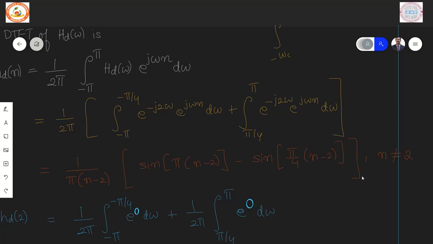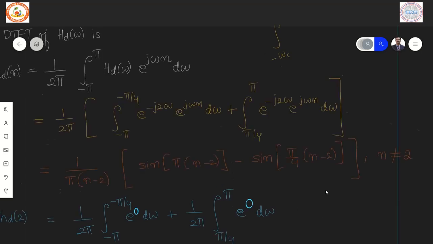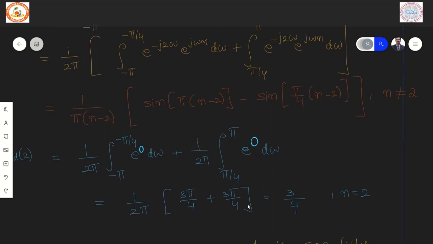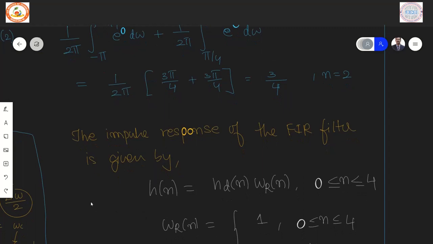When n is equal to alpha, the integral becomes 1 by 2 pi integration between minus pi to pi by 4, e power of 0 d omega. The second term is 1 by 2 pi integration with limits pi by 4 to pi, e power of 0 d omega. Solving this integration by applying the limits gives us the final answer 3 by 4. This is the answer we get for n equals 2. The above is for n not equal to 2, and this is for n equal to 2. So we have got the HD of n.